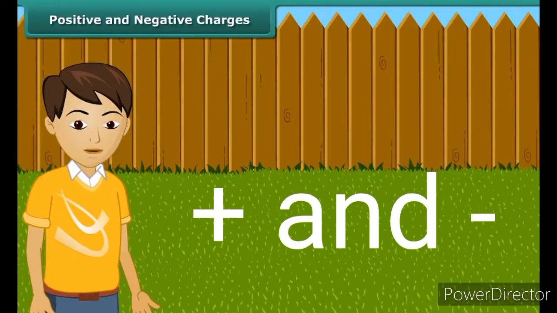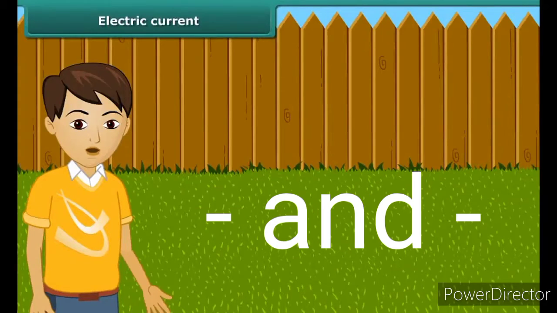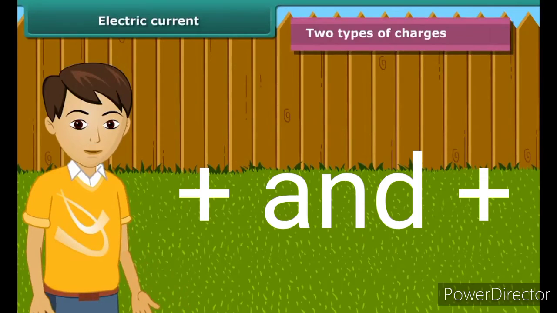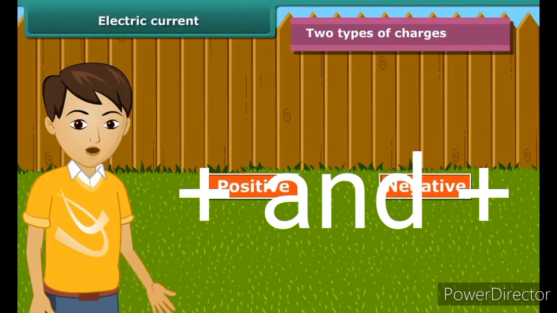Plus and minus, what do you think will happen? I have a positive and a negative, they will what? Attract. Alright, they will attract each other. I have a minus, minus, what do you think will happen? They will repel each other, they will push each other away. And then I have a plus, plus, what do you think will happen? They will also push each other away.